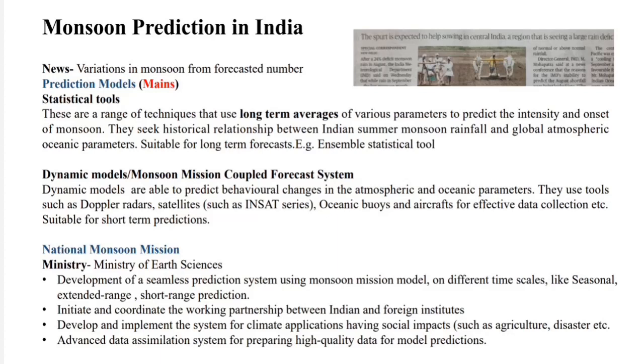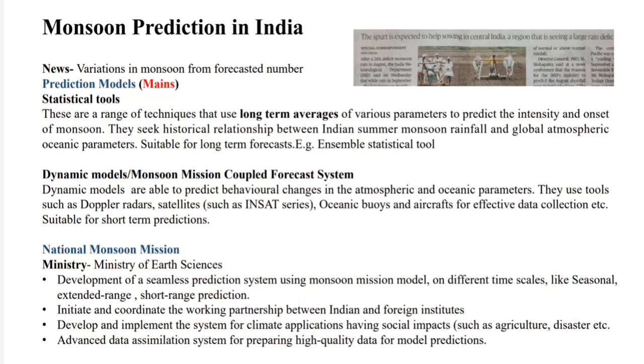So if we move into the topic, we can see that there are basically two prediction models available to forecast monsoon in India. The first one is the statistical method that uses long-term averages of various physical parameters such as sea surface temperature, snowfall, temperature of land mass to predict the intensity and onset of monsoon. It basically seeks to create a historical relationship between the Indian summer monsoon and the global atmospheric oceanic parameters. This method is more suitable for long-term forecasts.